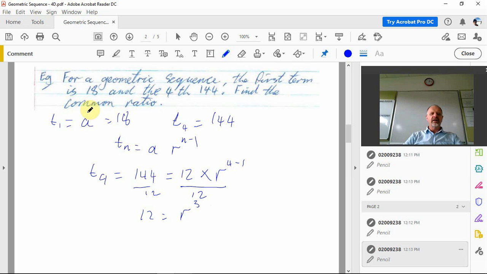Hang on, what have I done here? Why have I put 12 there? That should be 18. Oh, lucky. Those of you who are on the ball would already pick that up. That's 18, not 12. All right, 18.